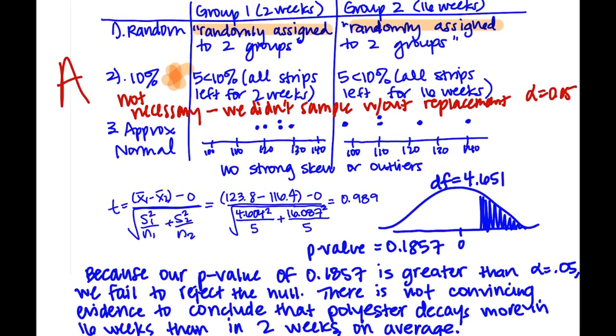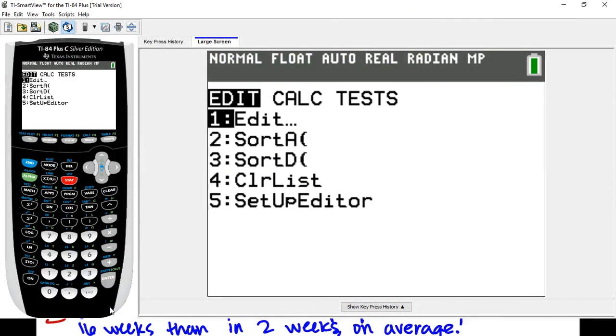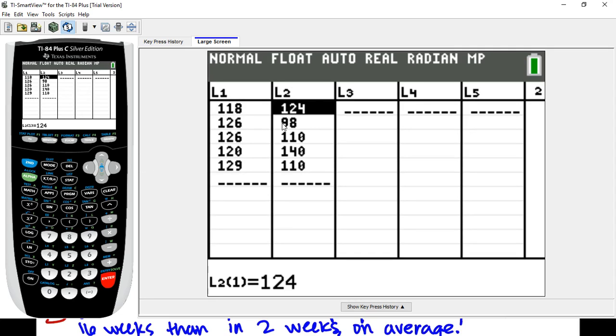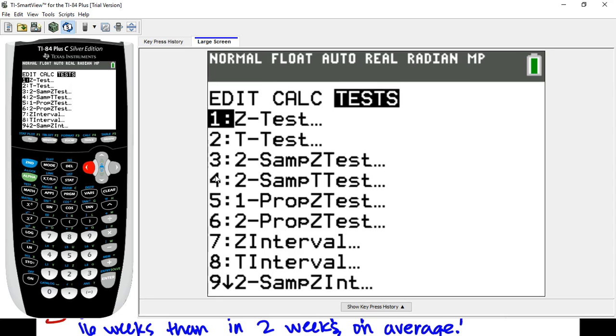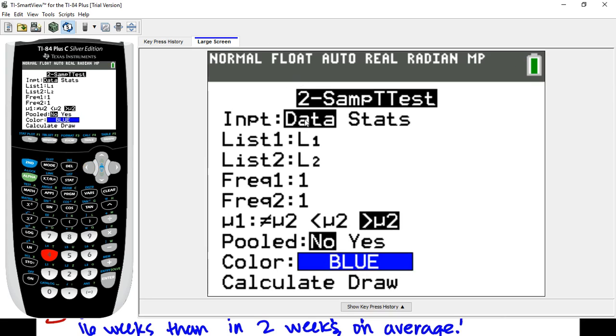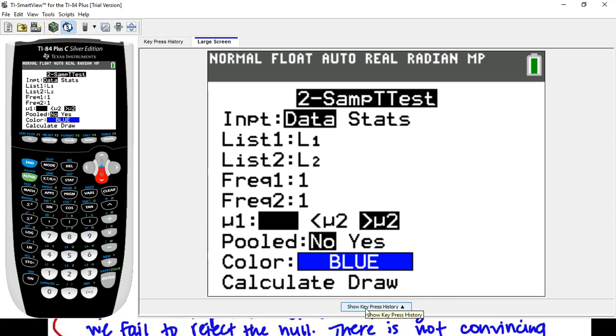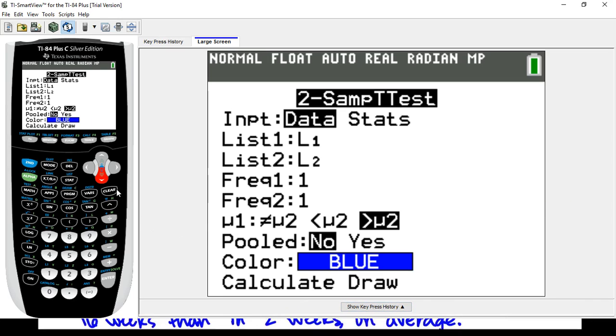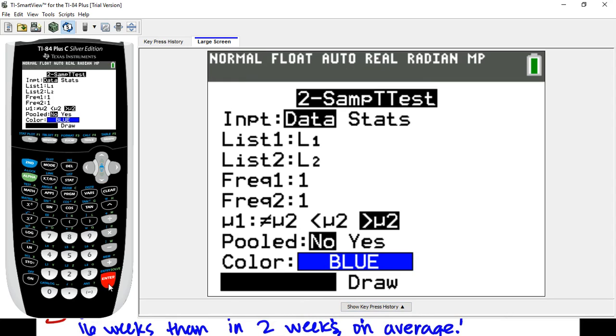And then, okay, for this S here, I want to show you how I did this in the calculator. So here's my calculator. You go to stat, enter, and I put group 1 in L1 and group 2 in L2. Then we can go to stat tests, 2-samp t-test number 4, and we put data because I did put those values in my list. L1 is my 2 weeks, L2 is my 16 weeks. Keep those the same. And then, like I said, I think that the inequality mu1 will be greater than mu2. So just pick the greater than sign there. Always no for pooled and then calculate.